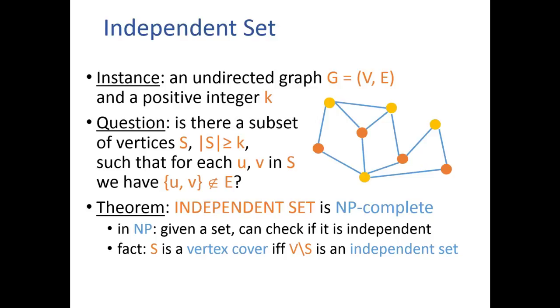Conversely, the complement of an independent set is a vertex cover. Well, if orange is an independent set, then no edge goes between two orange vertices. Therefore, every edge has at least one yellow endpoint. Therefore, every edge is covered by yellow. So this is a graph theoretic fact.